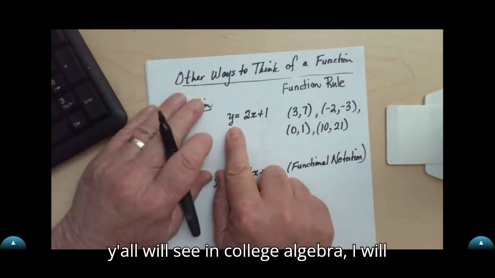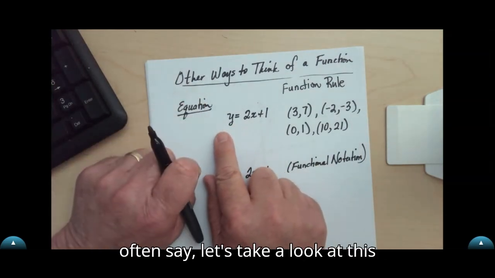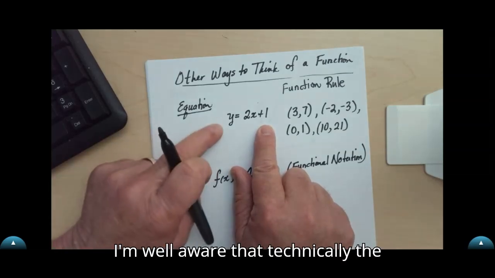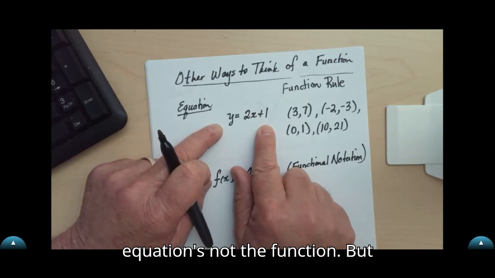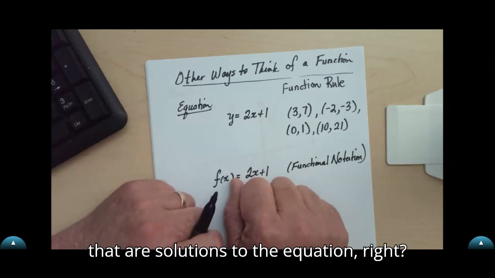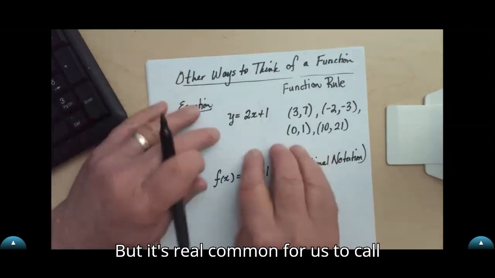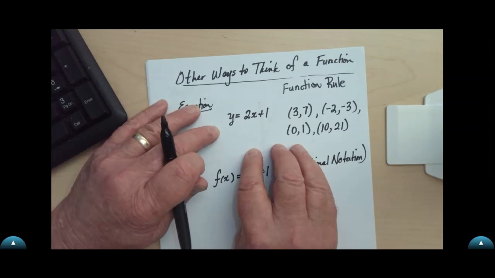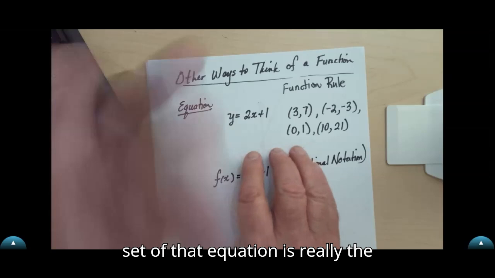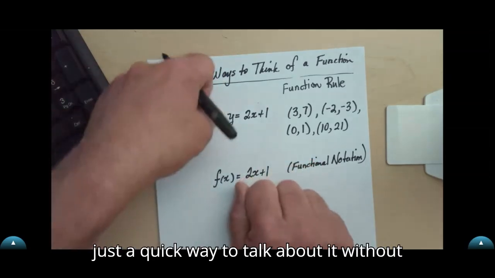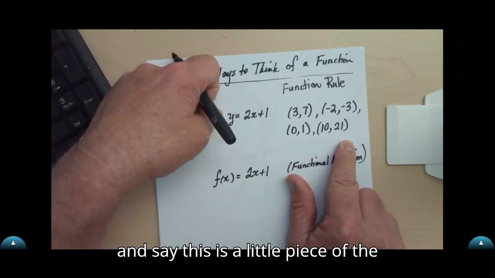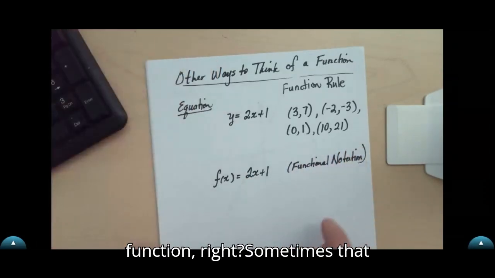Y'all will see in college algebra, I will often say, let's take a look at this linear function. I'm well aware that technically the equation's not the function, but really I'm referring to the ordered pairs that are solutions to the equation, right? But it's real common for us to call equations functions when really the solution set of that equation is the function we're talking about. This is just a quick way to talk about it without having to list ordered pairs till we die and say this is a little piece of the function, right?